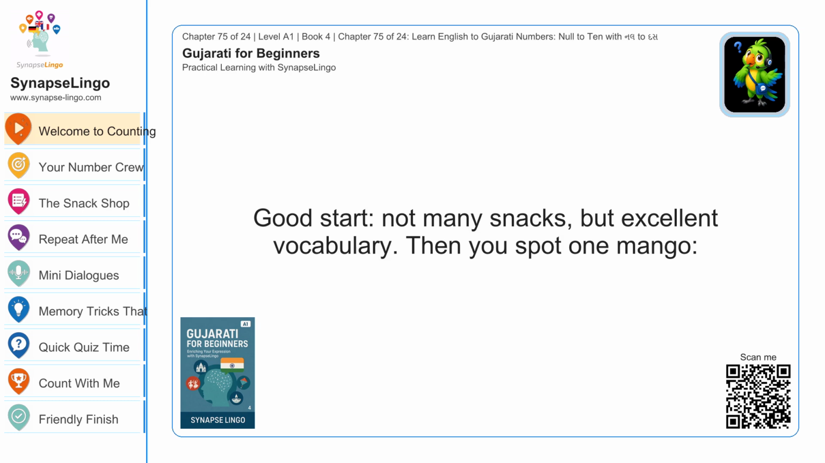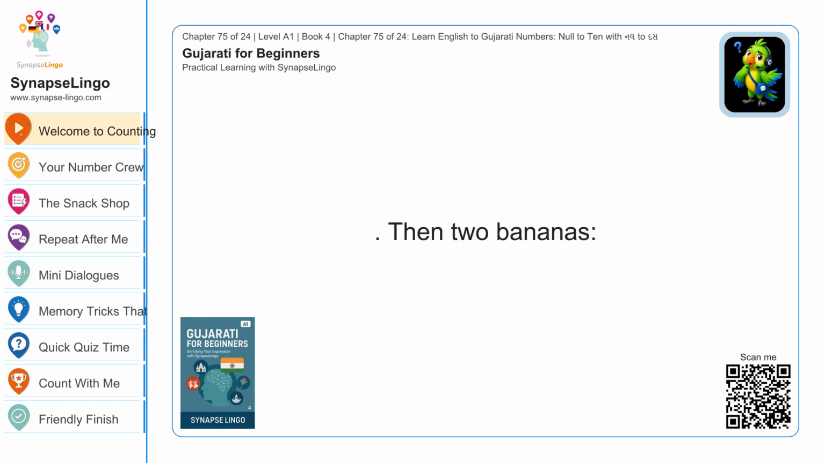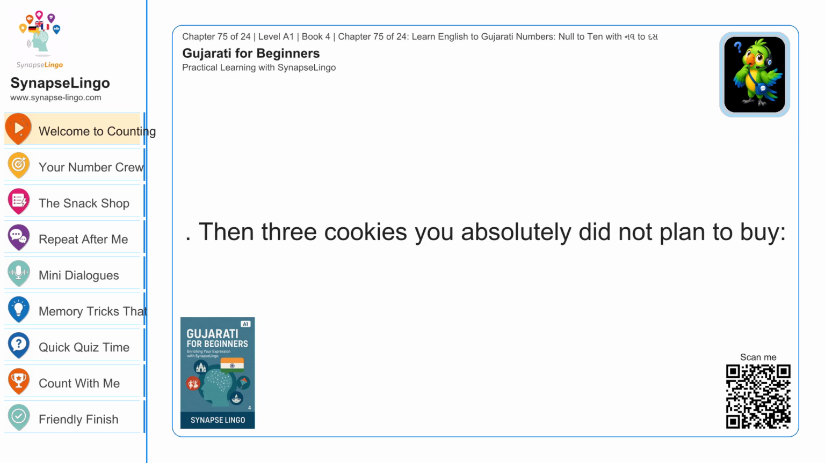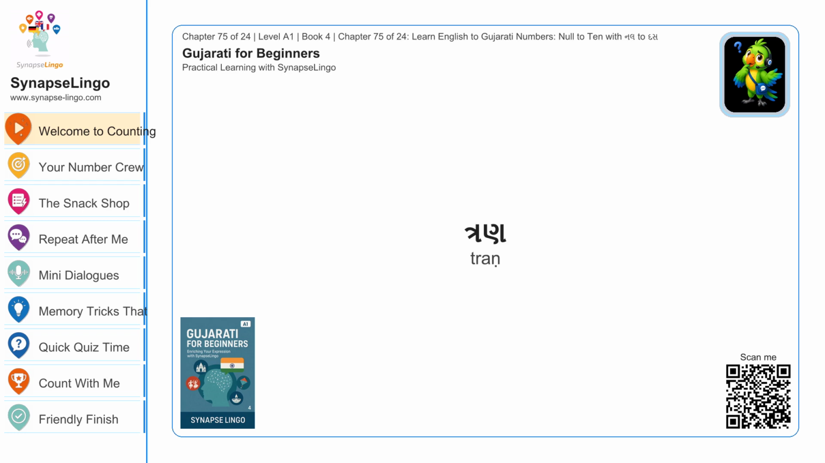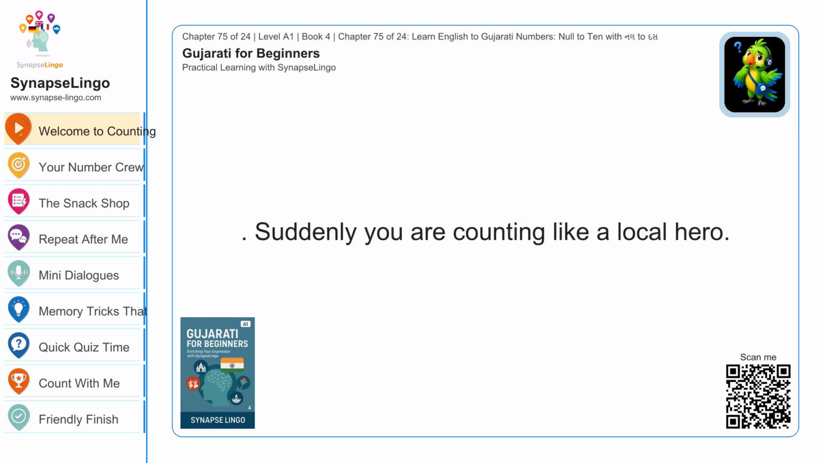Then you spot 1 mango. Then 2 bananas. Then 3 cookies you absolutely did not plan to buy. Suddenly you are counting like a local hero.